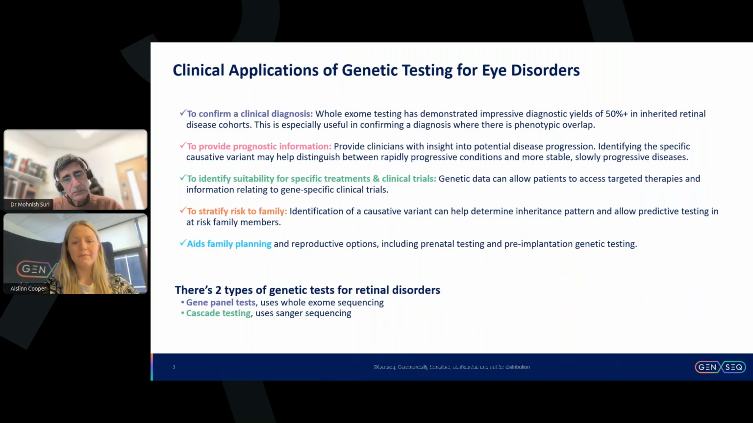There are 2 broad types of genetic testing that you can do for eye disorders. The first is that you can do a panel test, which links up to the phenotype in your patient. And once you have a diagnosis for your patient, you can then do cascade testing, which means you test people at risk in the family.